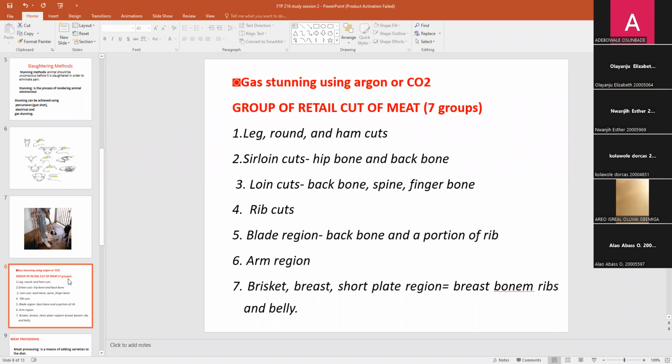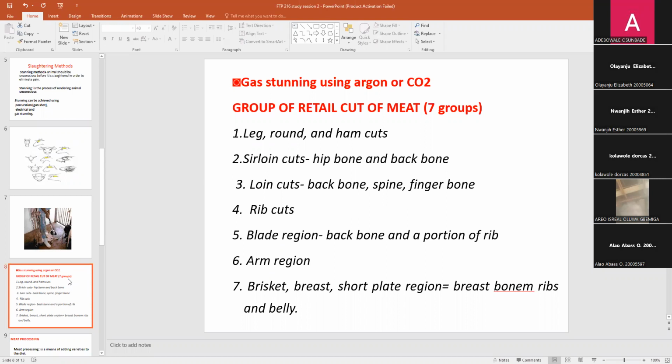We have the region called leg, round, and arm. We have the region called sirloin cut. This sirloin cut is around the hip bone and the backbone. So that's the pattern that the slaughterer normally uses. If they want to slaughter an animal and cut it into pieces, they don't just cut it anyhow. There's a pattern they follow to cut meat into pieces. So the second is sirloin cut. This comprises the hip bone and the backbone.